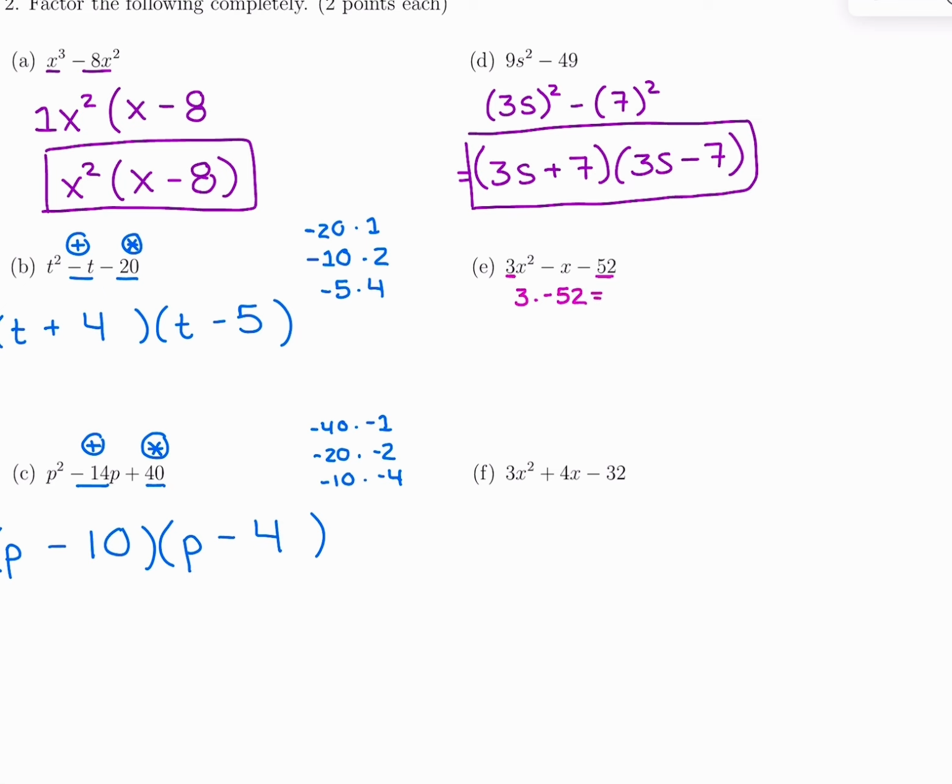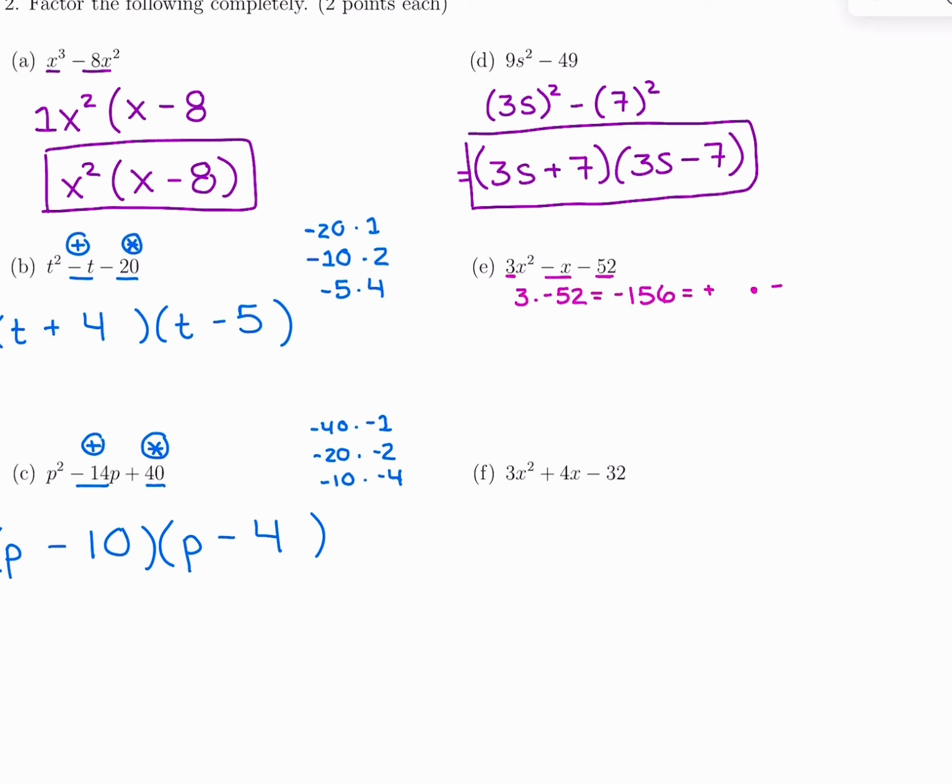So we're going to multiply these together. 3 times negative 52 in our calculator gives negative 156. So I want to choose numbers that multiply to be negative 156, which means I have a positive number times a negative number to multiply to be a negative. I want them to add up to be negative 1 though, so I want to choose numbers that differ by 1.